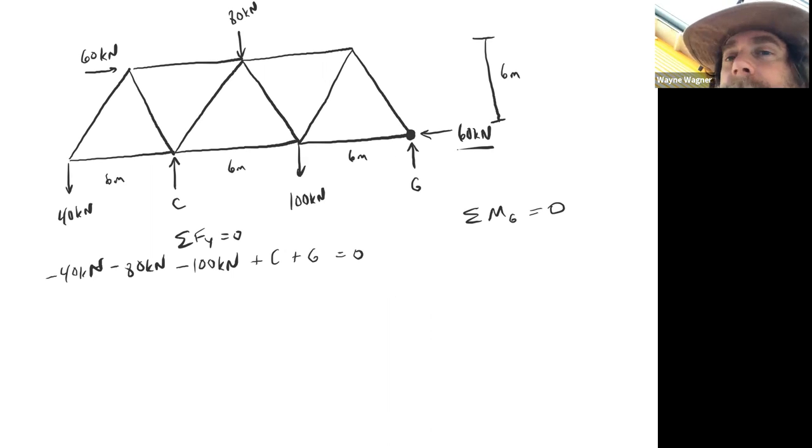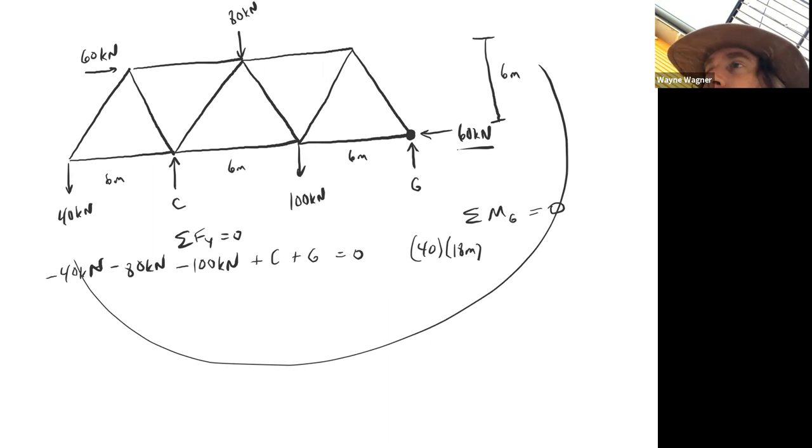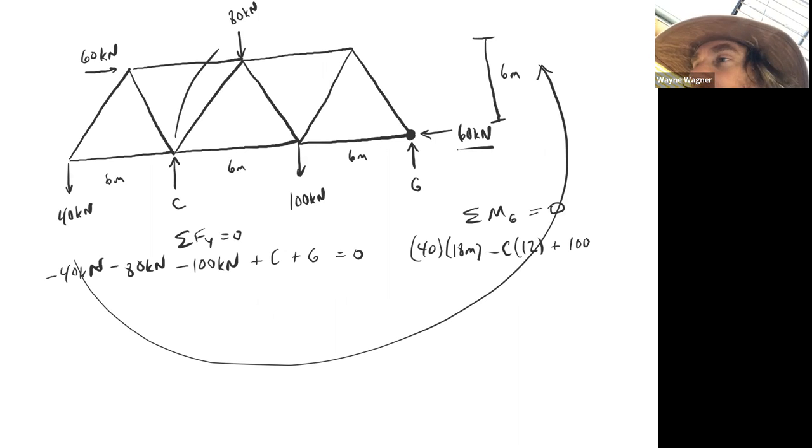Okay, so we've got 40. I'm going to get rid of the units right now for space concerns. So we're gonna go, what's that, 40, that's 18 meters away. Okay, and it looks like that one's gonna be going, is that counterclockwise, so we'll call that positive, plus C times 12. That's going clockwise. And then the 100 plus 100 times 6. Okay, because that's going in this direction.